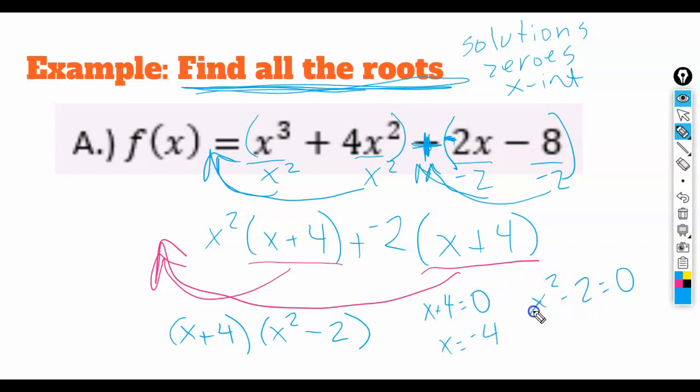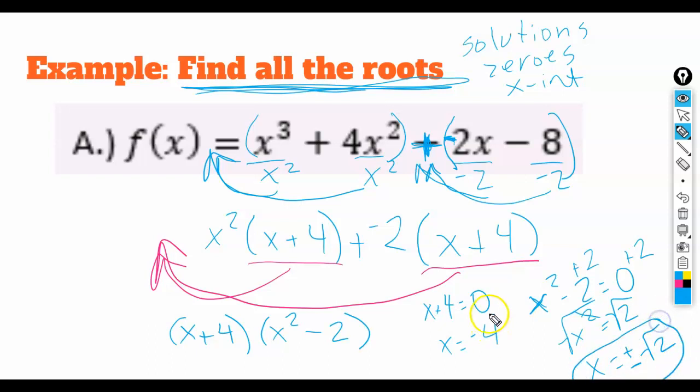And then this one, I believe solving this quadratic by square roots is going to be my best bet because I just have an x squared. I don't have an x. So I get x squared is equal to 2, and I can actually take the square root of both sides. But I do have to remember when I take a square root as a tool, I have to remember it is plus or minus the square root of 2.